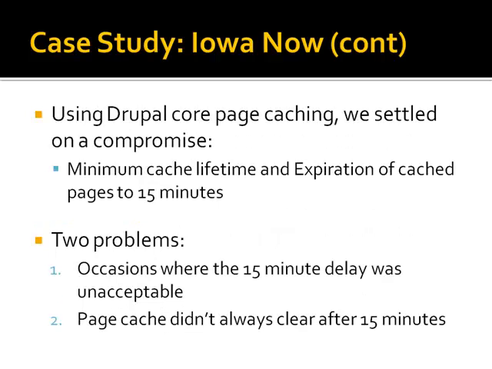So we started out using Drupal core caching, and in order to accommodate these two different pieces, we came up with a compromise and it didn't really suit either well. We set the minimum cache lifetime and the expiration of cache pages to 15 minutes. We had two problems. The first was these occasions where the 15-minute caching delay just wasn't acceptable for our business practice. But the more worrisome piece was that in certain cases, page cache didn't clear after 15 minutes, despite what we instructed core to do. Our editors would publish a change or publish a story, and it wouldn't show up.